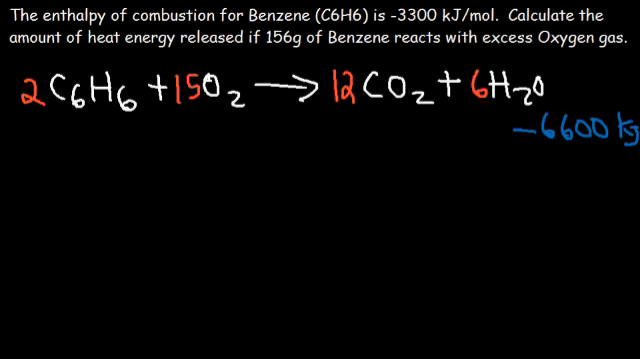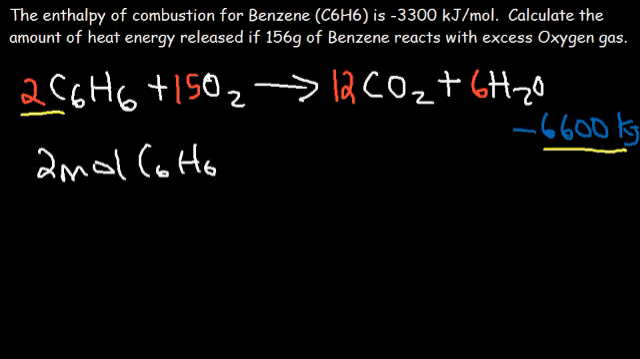So what we need to do to solve this problem is we need to use stoichiometry. We need to convert grams to moles and moles to kilojoules. So you need to understand the mole-kilojoule ratio. So the energy that corresponds to this reaction, as we mentioned, is 6600 kilojoules for every 2 moles of benzene that reacts. So whenever 2 moles of benzene reacts, negative 6600 kilojoules of heat energy will be released.